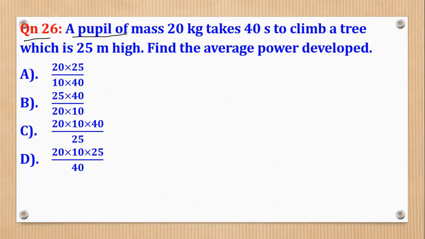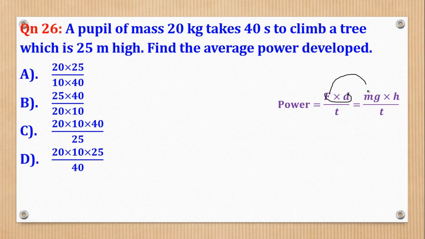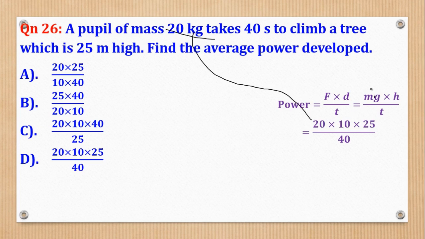Question 26. A pupil of mass 20 kilograms takes 40 seconds to climb a tree, which is 25 meters high. Find the average power developed. So we know that power is work done over time, and work done is force times distance, where force is the weight and distance is the vertical height. So the good thing, we know the mass is 20, put it here. G is a constant. Then height is here, put it there, and time is here.